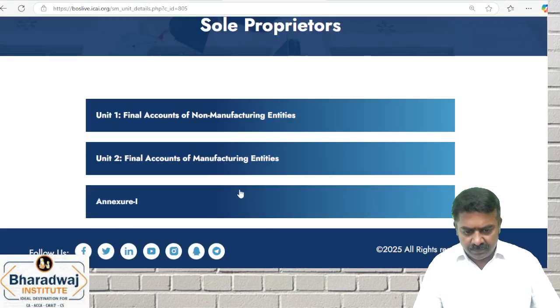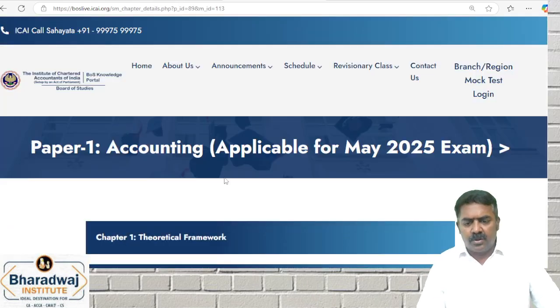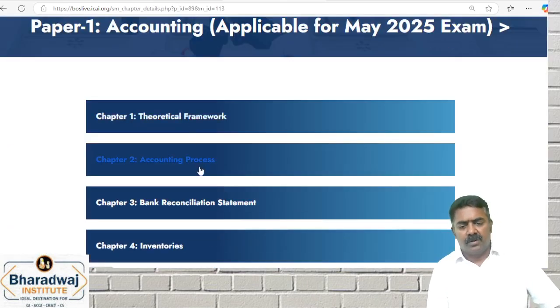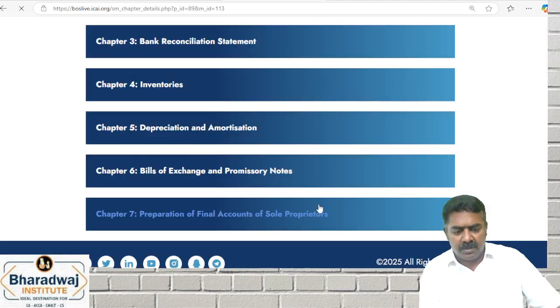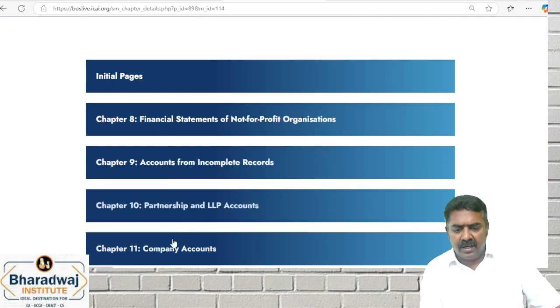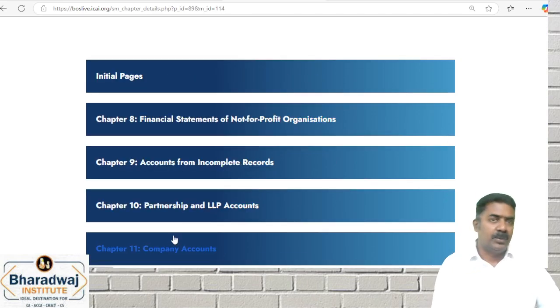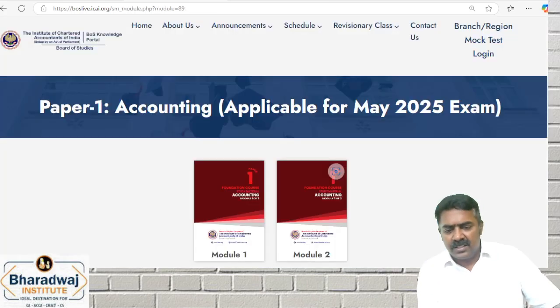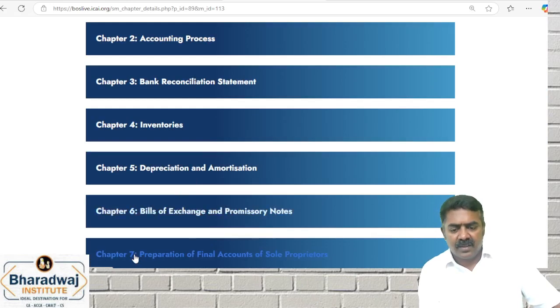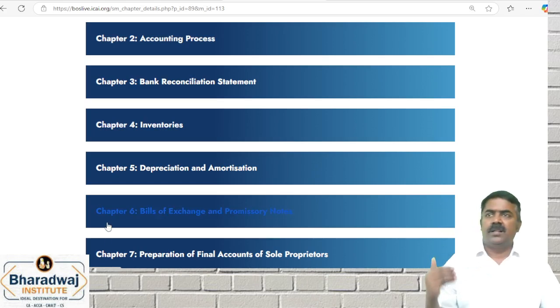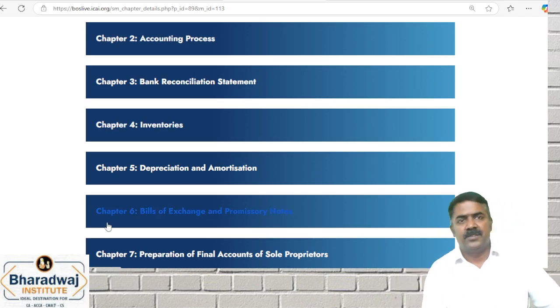For example, accounts has two modules. Theoretical framework, accounting process, BRS, inventories, depreciation, bills of exchange, preparation of final accounts, that is your first module. Second module will have 8, 9, 10, 11, like that. We have got 11 modules in accounts. For example, I start with the first module. Let's assume I completed the 6th one. I go to the 7th one. Once I complete the syllabus, within that week, you should have completed the preparation from your end also.